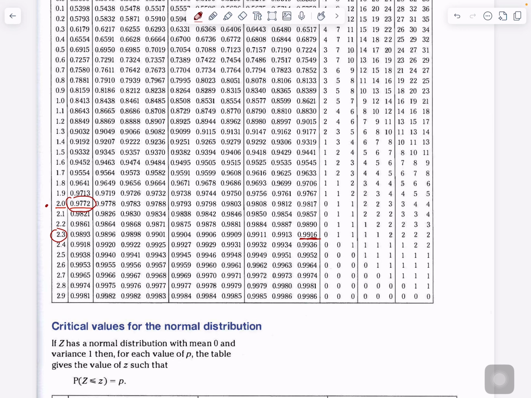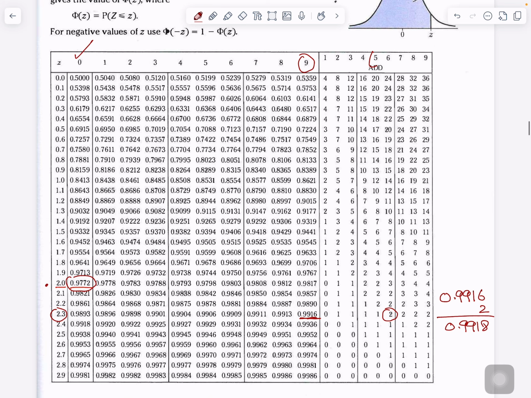It was 0.9918. This is 16. So 2 is here because 0.9916 plus 2 will become what I need. Agreed? So it is 5. So finally I got 2.395. This is the z value I'm getting.